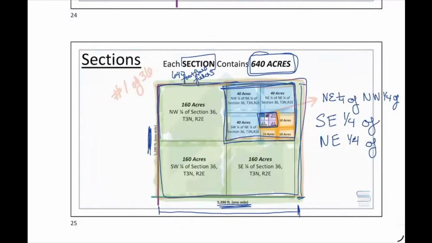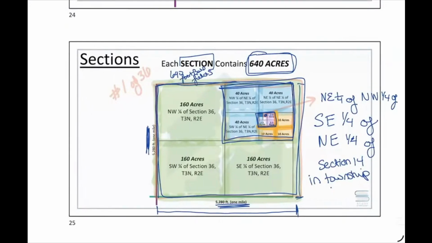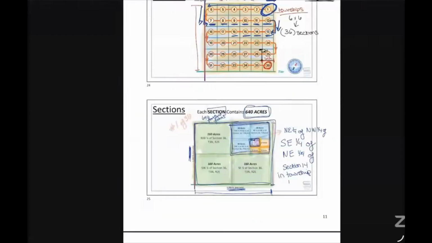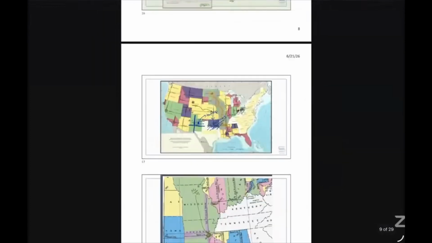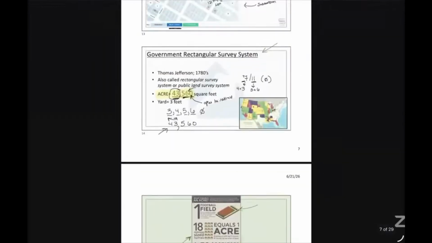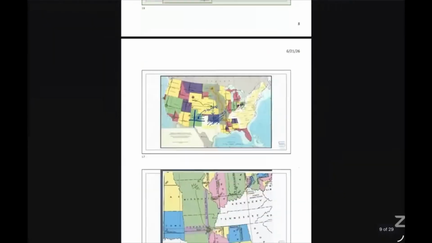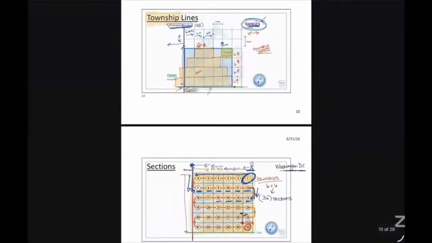Boop, boop. There we go. And that section could be section, I don't know, 14 that's in township, I don't know, and there would be a township. Well, I forgot what it was here earlier. It had a township number. Where'd this thing go? Didn't I have a township number? It may not matter. Oh, yeah, here it is.